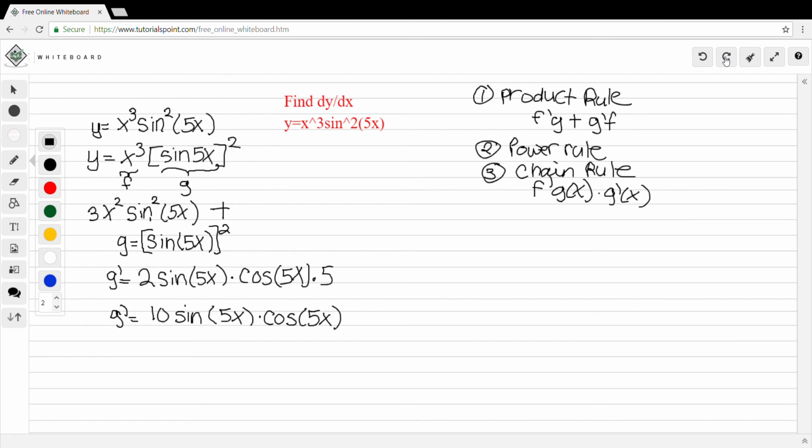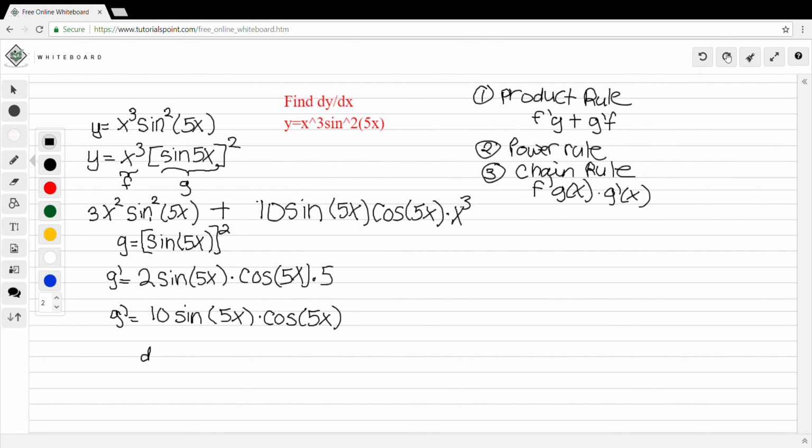So we've got to add that to our equation. We're going to add that over here. So it's plus 10 sine 5x times cosine of 5x. Okay, now let's clean this up. Multiply by x cubed, because that's our f. Don't forget the x cubed.